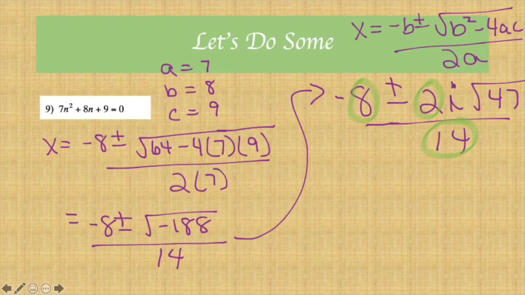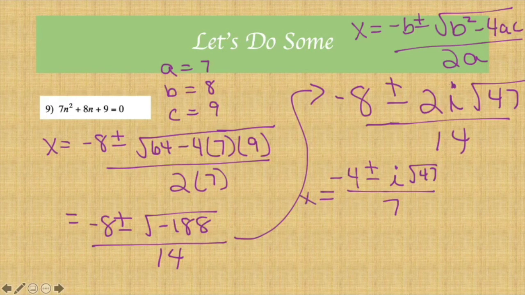I can take a 2 out of all of those. When I take a 2 out of that negative 8, I'll have a negative 4 plus or minus. The 2 goes away, but the i stays, all over 7. This is 2 answers. This is our x equals here. This is our answer. We've got it. Now we have imaginary numbers for the very first time. We will use that idea and do something with imaginary numbers in a minute.